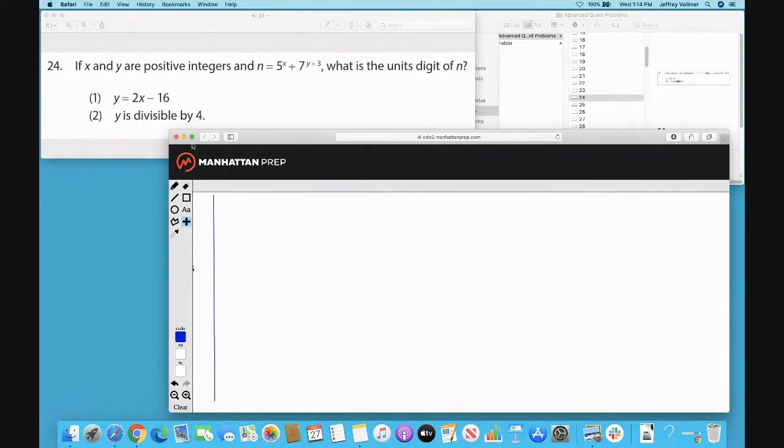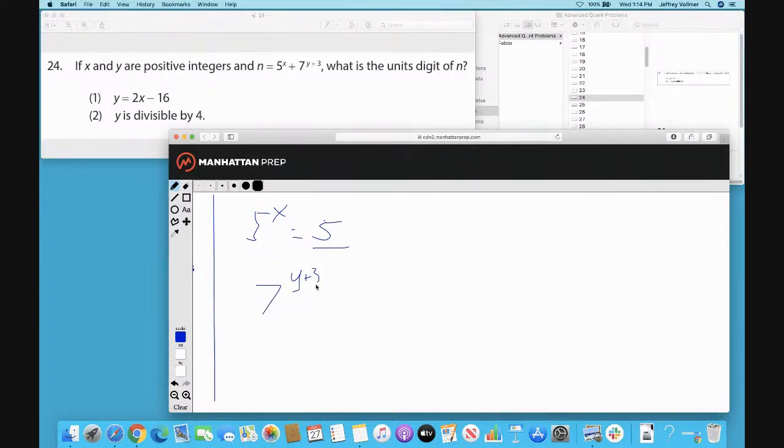All right, if x and y are positive integers, n equals 5 to the x plus 4 to the y plus 3, what's the units digit of n? Okay, well, I know 5 to the x will end in 5. Cool, its units digit is going to be 5. So really this question is, what is the units digit of 7 to the y plus 3, because I know I'm always going to add something that ends in 5 here, because x and y are positive integers.